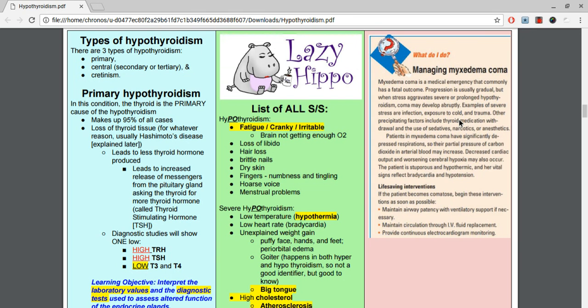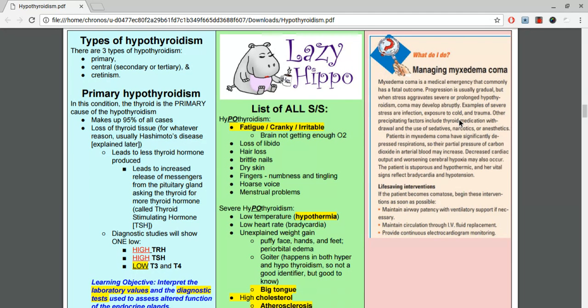Okay, so for the management of myxedema coma, that's a medical emergency, and it oftentimes has a fatal outcome. It happens gradually, but sometimes stress aggravates the condition, and then they can suddenly go into severe myxedema coma, okay? So, examples of severe stress are things like infection, cold, or trauma. They could suddenly stress them out and put them into a coma, okay?